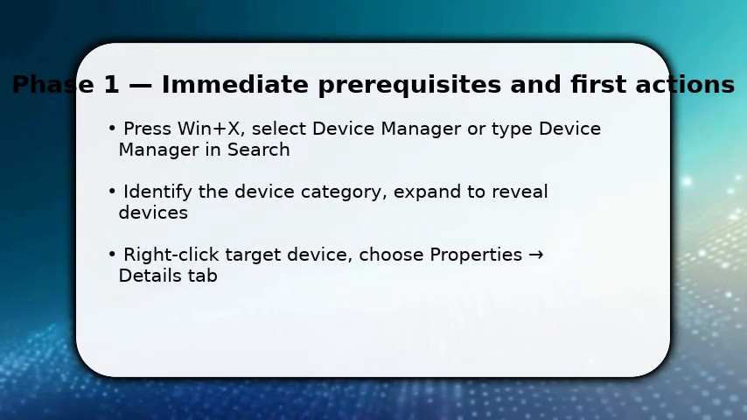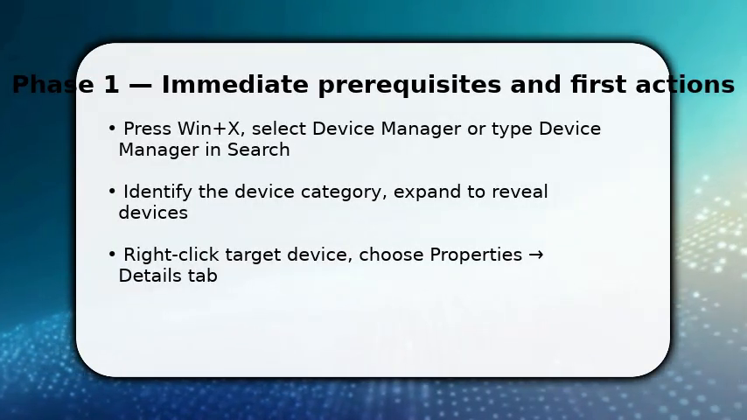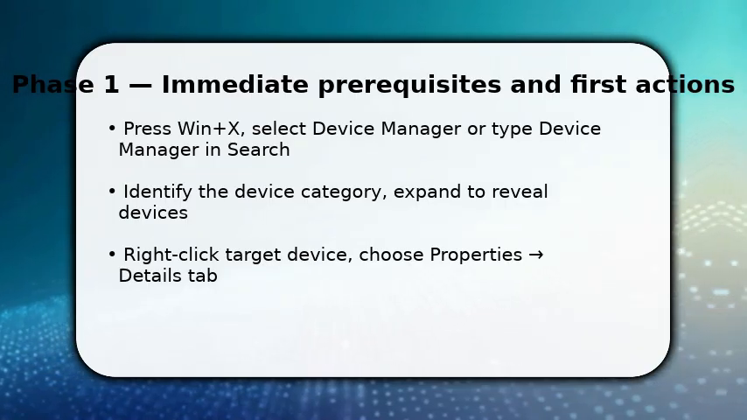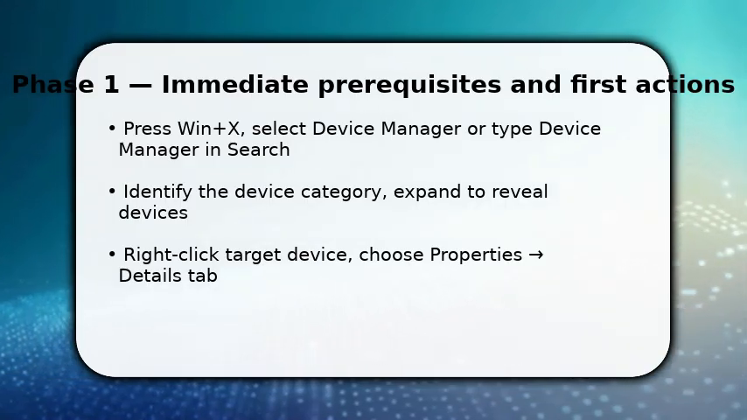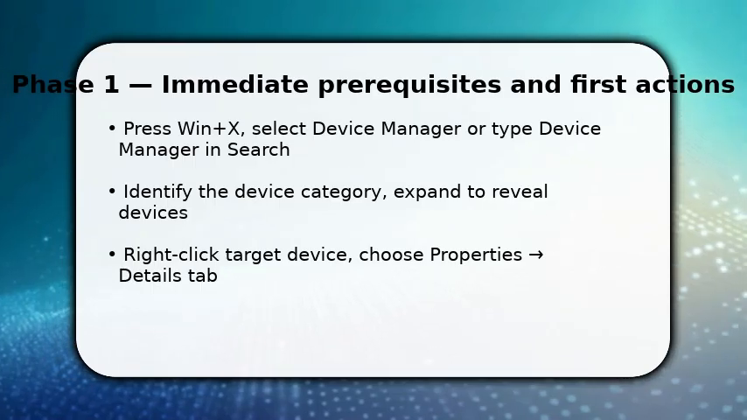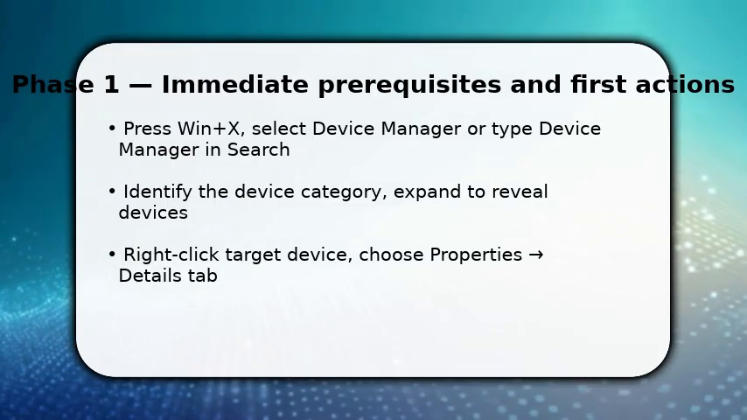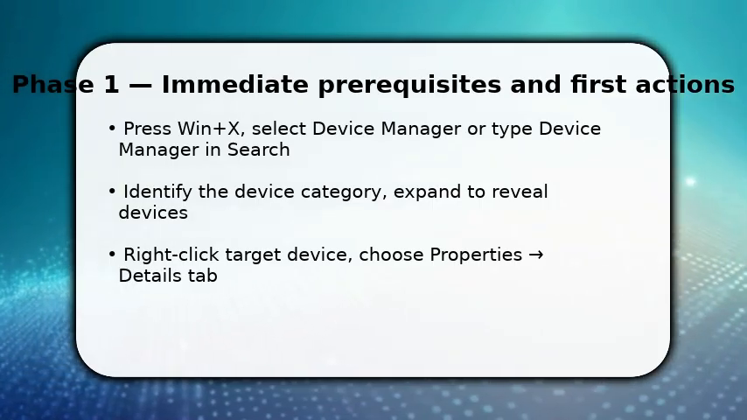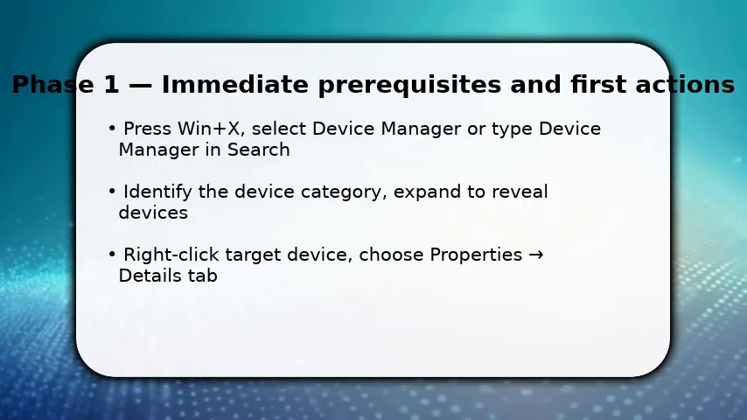You begin by opening Device Manager. This is where Windows exposes hardware entries. Once done, find the relevant category, for example, network adapters or universal serial bus controllers, and expand it. You then right-click the device you want, choose Properties, and switch to the Details tab. This sequence puts the hardware identifiers into view.